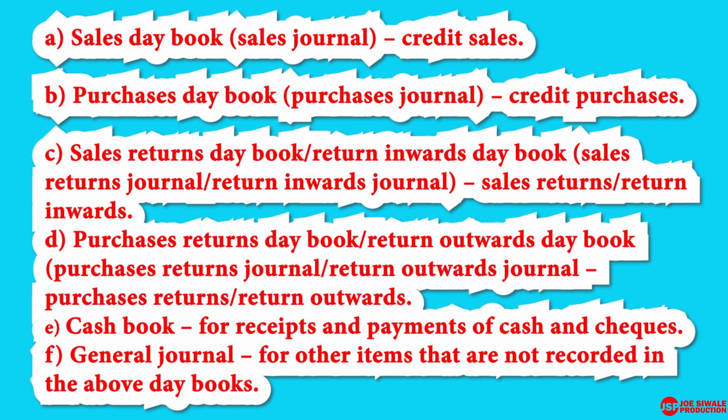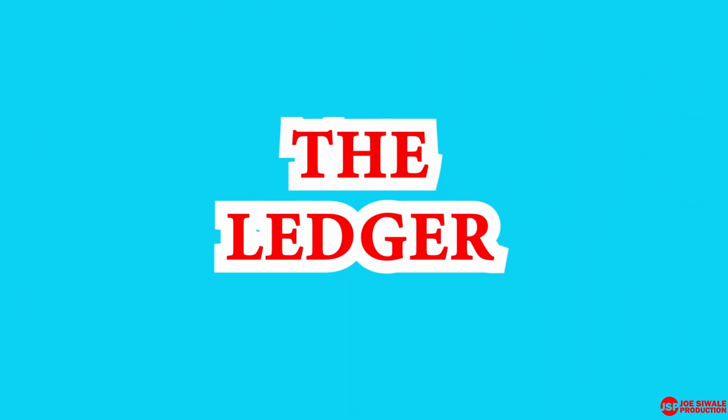The cash book records receipts and payments of cash and cheque. Then we also have the general journal. The general journal includes other items that are not recorded in the other day books. So these include items that are not recorded in the other day books that we have mentioned, and this includes the sales day book, the purchases day book, the sales returns day book, the purchases returns day book, and the cash book.